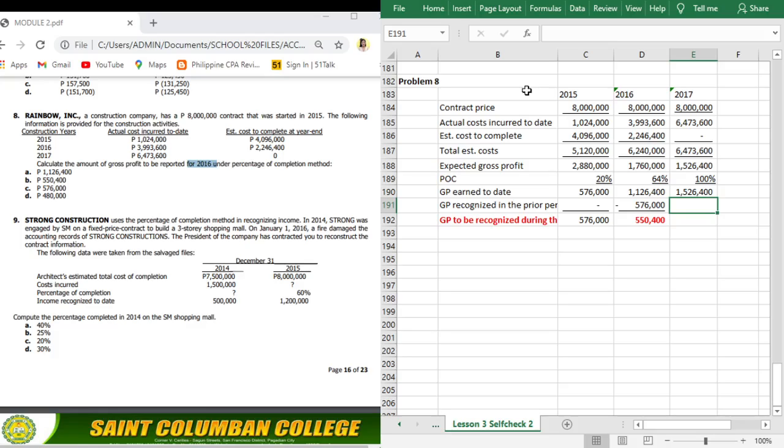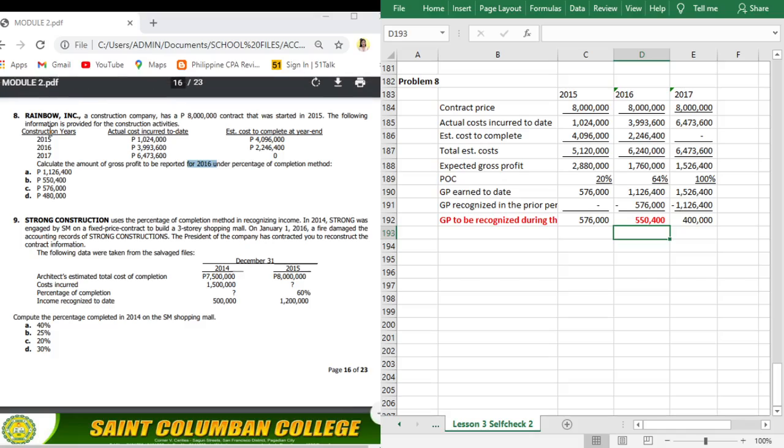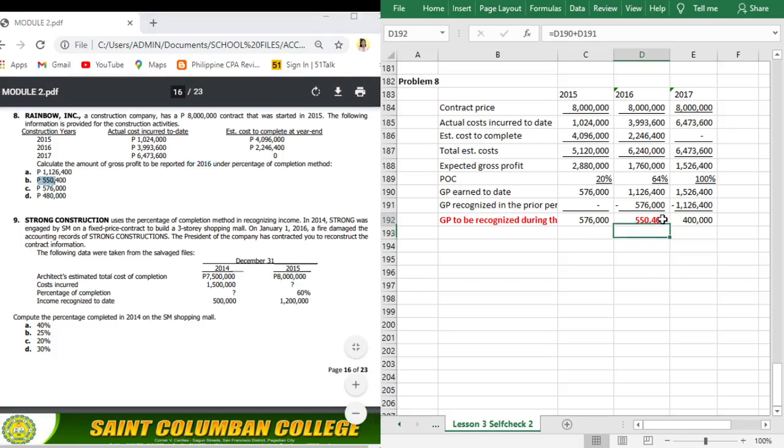So class, to get this portion, you can add the two, but you can also use directly the 1,126,400 because that is already the cumulative amount. So, minus 1,126,400. For 2017, the amount that we will recognize as gross profit is 400,000. Okay? 400,000. The answer for problem 8 is letter B, 550,400.